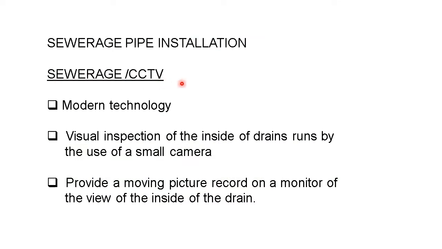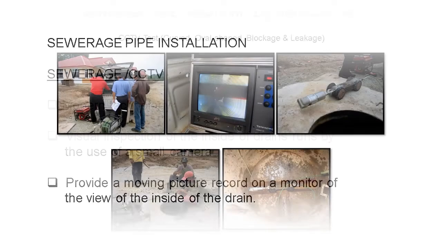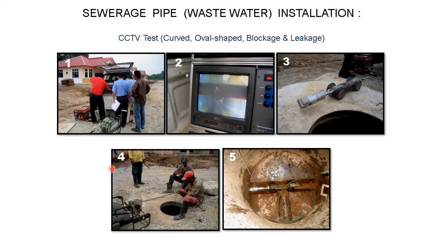Another test that we can use is by using a modern technology, CCTV. Visual inspection of inside the drain runs by the use of small camera. It provides a moving picture record on a monitor of the view of the inside of the drain. Jadi akan masukkan CCTV dekat dalam that sewage pipe and we can see what happen inside, how the flow of water and what not, sama ada blockage ke atau macam mana. So this is the CCTV test.